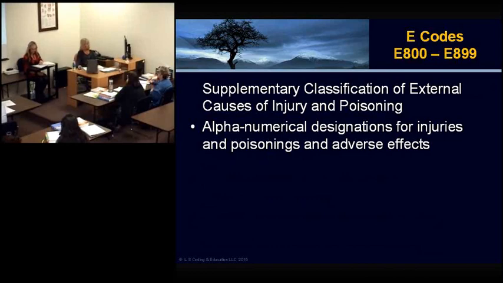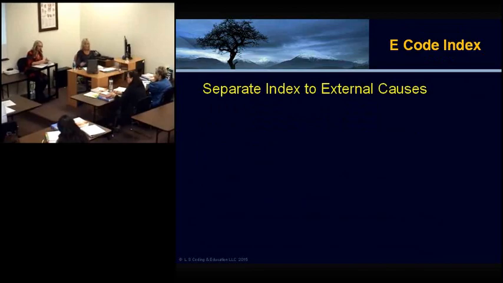So where do we find them? The V codes are in your regular index, but the E codes have their own index. Do you know where the E code index is? What page it's on? It's 645, I think it's right after the table of drugs and chemicals. 645.